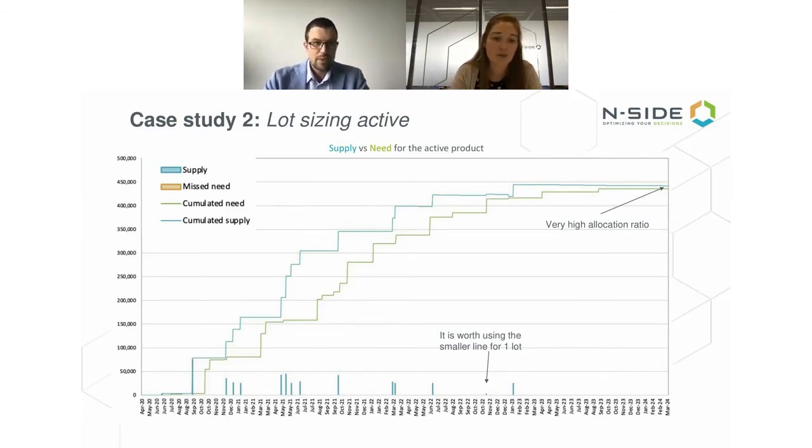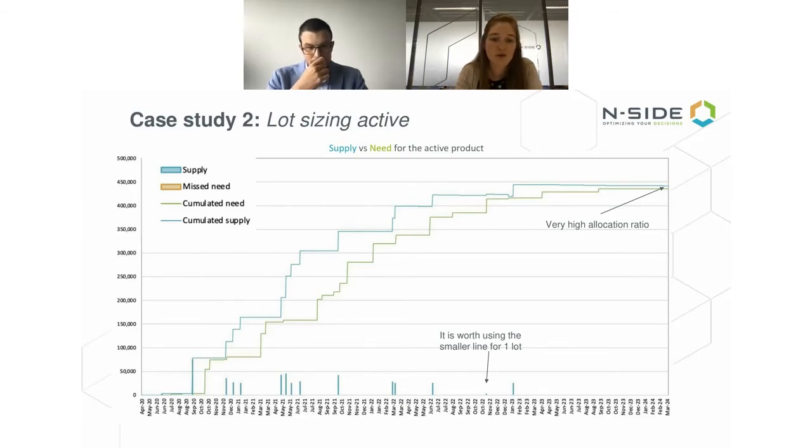What we can see is we really had a lot of variability in terms of the lot size that was found as the most optimal. And towards the end of the time horizon, it was really worth using the smaller line for one lot. And it came to a solution here with a very high allocation ratio, meaning that close to everything that was supplied was actually allocated to a study. There's still a very small drop at some point where a part of the drug expired, but it's really something that we tried to minimize over the entire time horizon.